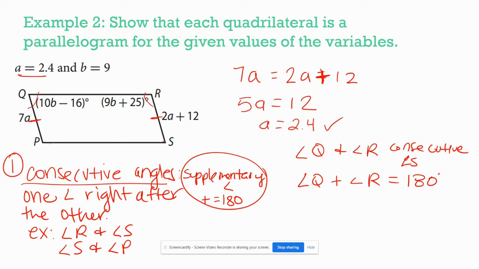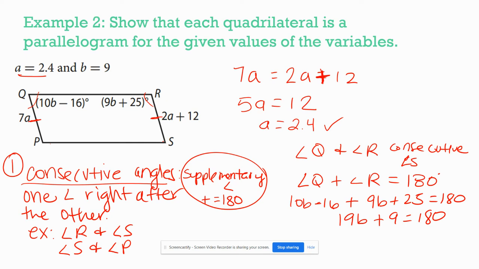Let's go ahead and solve this real quick. Angle Q is going to be 10B minus 16. Angle R is going to be 9B plus 25, and those two add up to 180. So I have here 10B plus 9B is 19B. I'm just combining like terms. Negative 16 plus 25 is going to be 9.